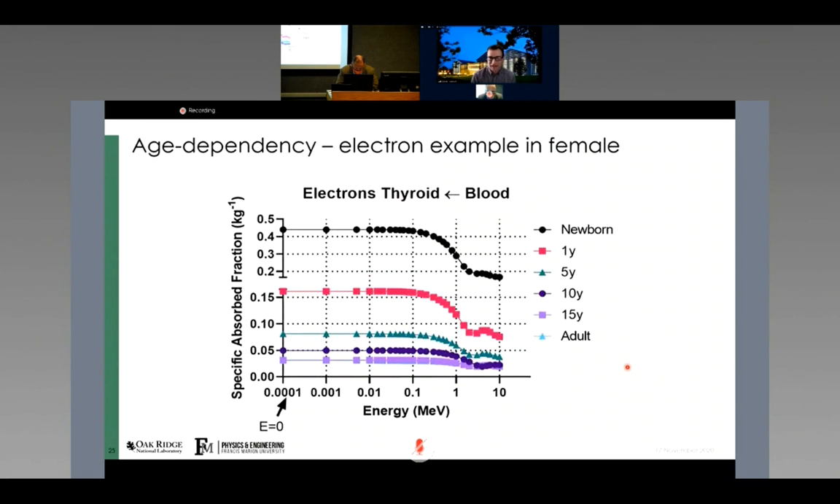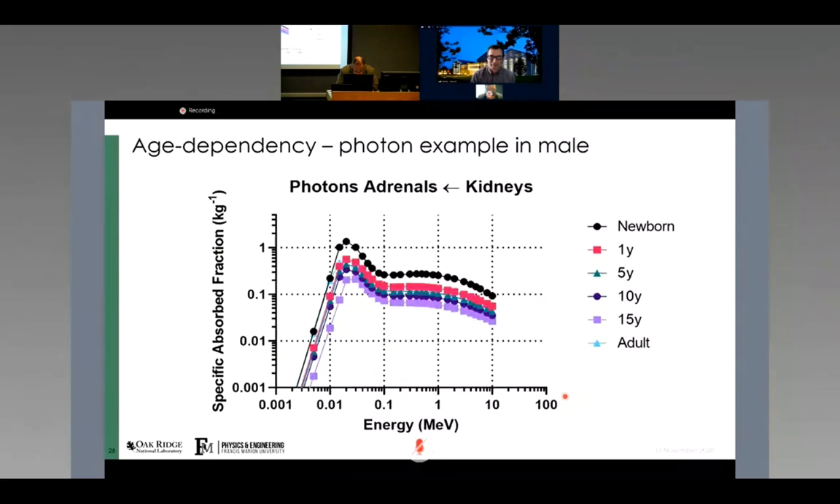Here's an example of age dependency. So these are electrons. We're looking at source in the whole body blood irradiating the thyroid as a function of energy in the SAF. And I've plotted all 6 ages. This is in the female. Notice I broke the scale here so that our newborn SAF wouldn't dominate so much that these all get squished together. But we like that age dependency that we see there.